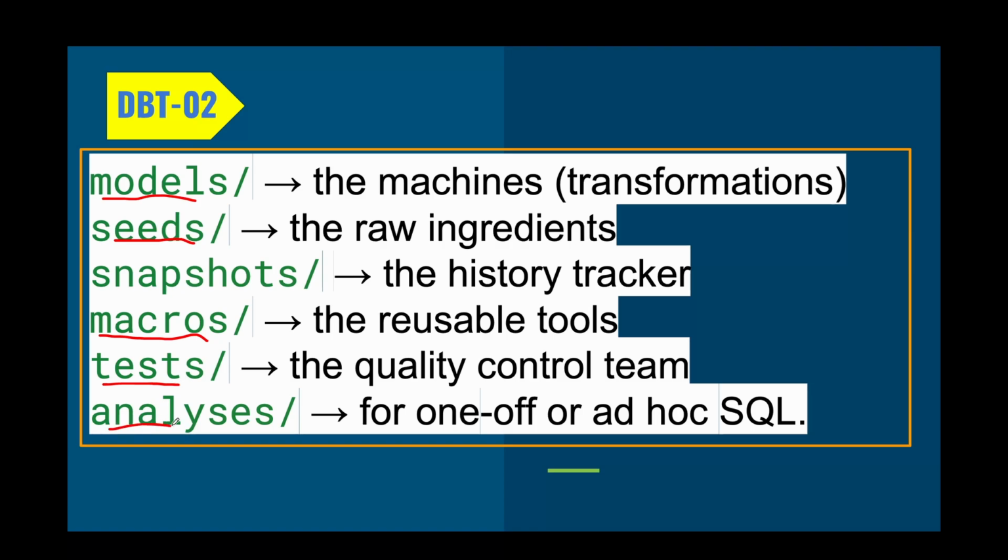Last is our analysis. Analysis is used for our ad hoc queries. Suppose there are some queries which you don't want to create tables for, or you don't want to consider as models, so you can keep those analysis queries inside this folder. When you run your DBT commands, it won't look into this folder, it will just look for the SQL files in the models folder.